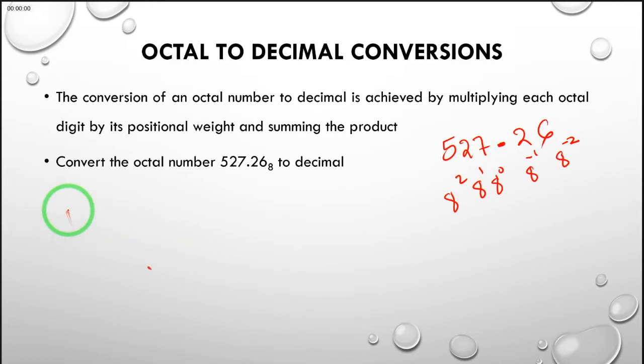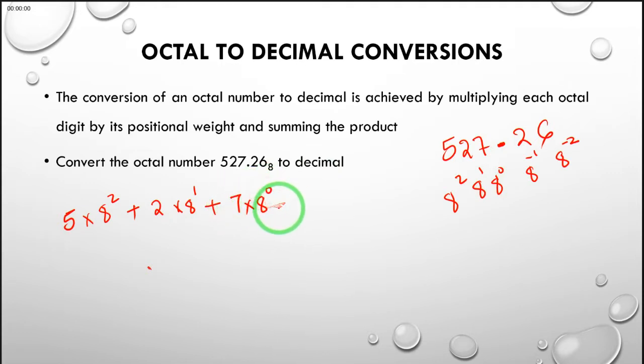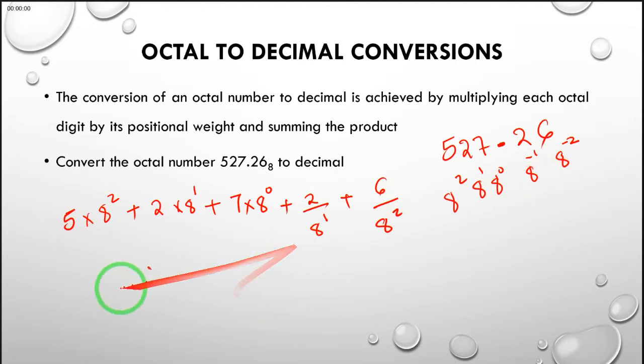We can say it is equal to 5 times 8 squared, plus 2 times 8 power 1, plus 7 times 8 power 0, plus 2 divided by 8 power 1, because whenever you have a negative power, it is equivalent to 1 over 8 power 1, plus 6 all over 8 squared. So that is how we do it on that side.